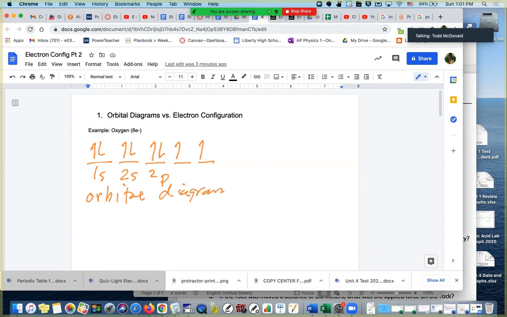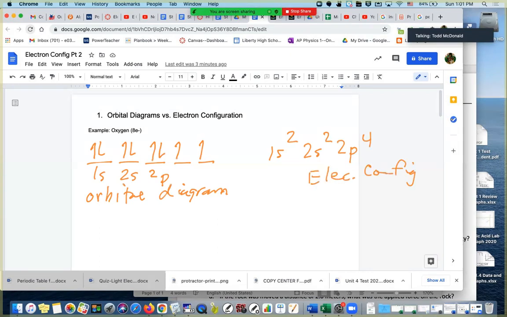And the difference between orbital diagram and electron configuration, once you get the orbital diagram, then it's pretty easy to go to electron configuration. The electron configuration is when we say, okay, how many do I have in the 1s? I have 2. So I put the 1s2 there, and then we move on. How many do we have in the 2s? 2. And then we move on. In the 2p, we count there's 4 of them. So we write 2p4. This is the electron configuration.